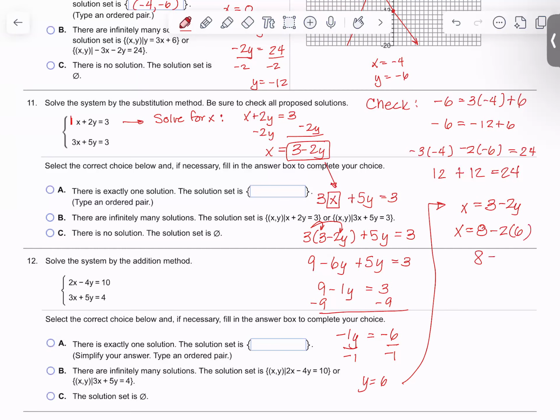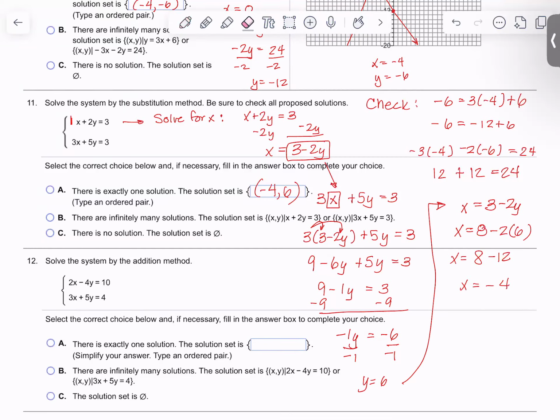So we get 8 minus 12. 8 minus 12, the difference between 8 and 12 is 4. 12 is bigger and it's negative, so the result's going to be negative 4. So my ordered pair is negative 4, 6. And I do want to check that to make sure it works.